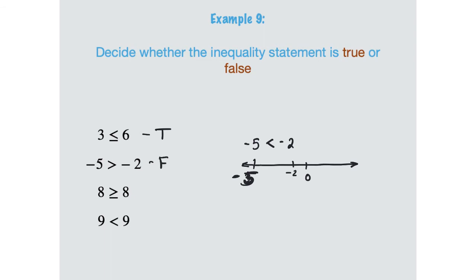The next one, 8 is greater than or equal to 8. Well, it has the equal part. 8 does equal 8, so that's true. And then our last one there, 9 is less than 9. No, 9 is not less than 9. It is equal to it, so that one is false.